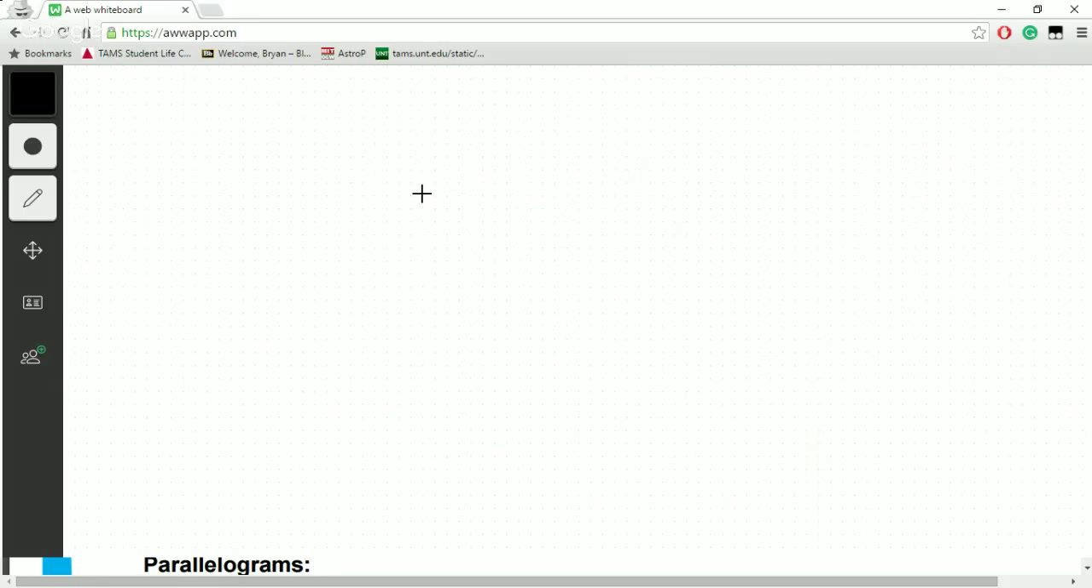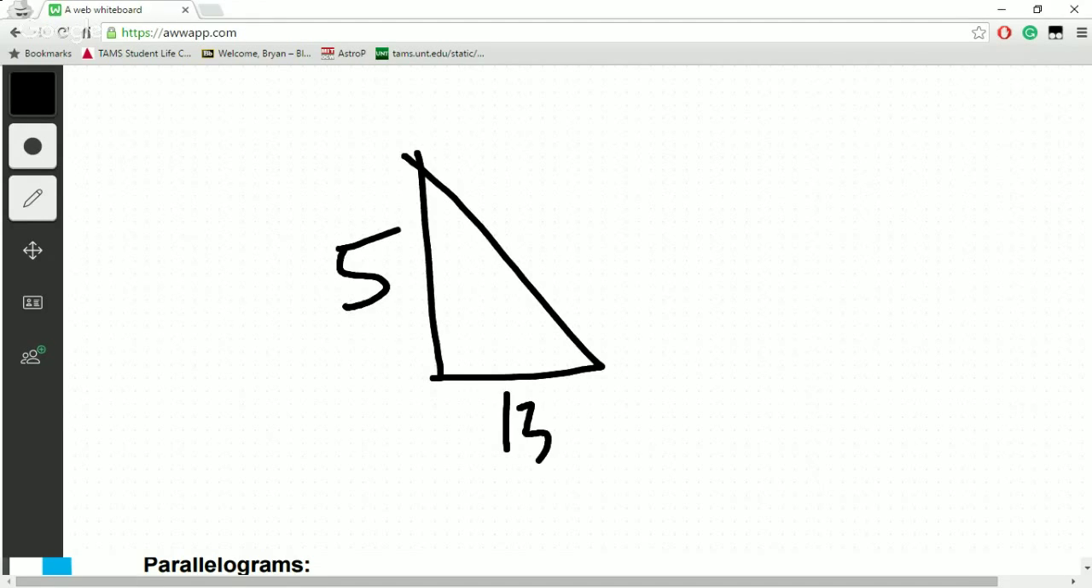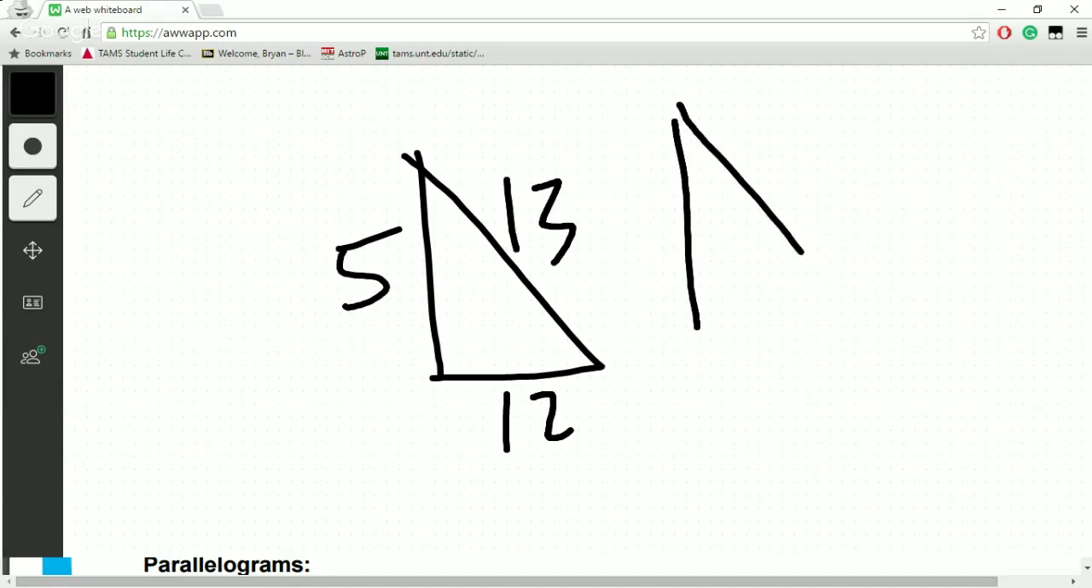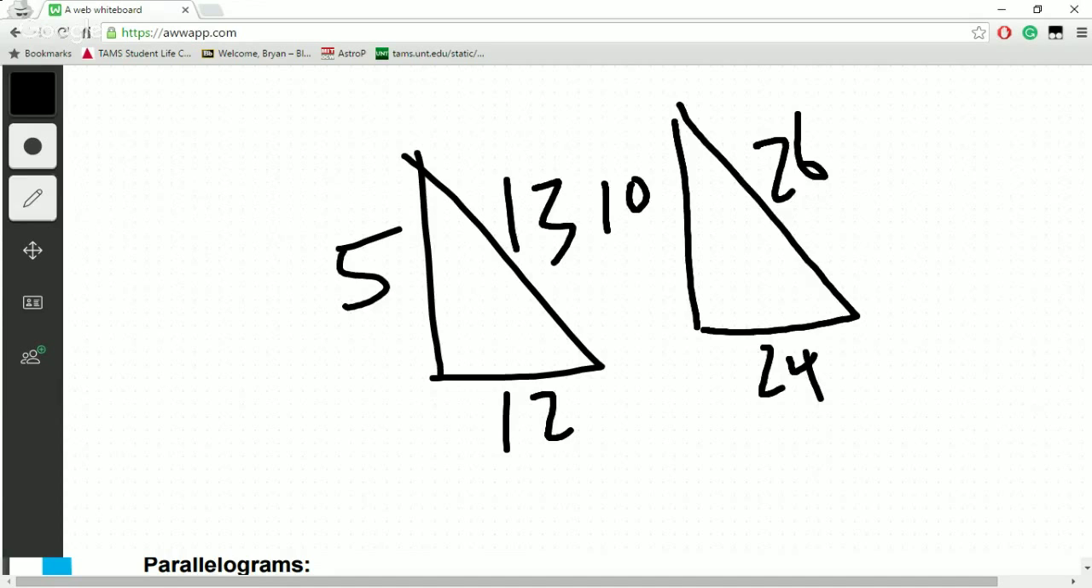Let's take the 5, 12, 13 triangle for example. If we multiply each side by 2, we get 10, 24, and then 26. So it's basically the same. If you use the Pythagorean theorem, you find that both of these are Pythagorean triples.